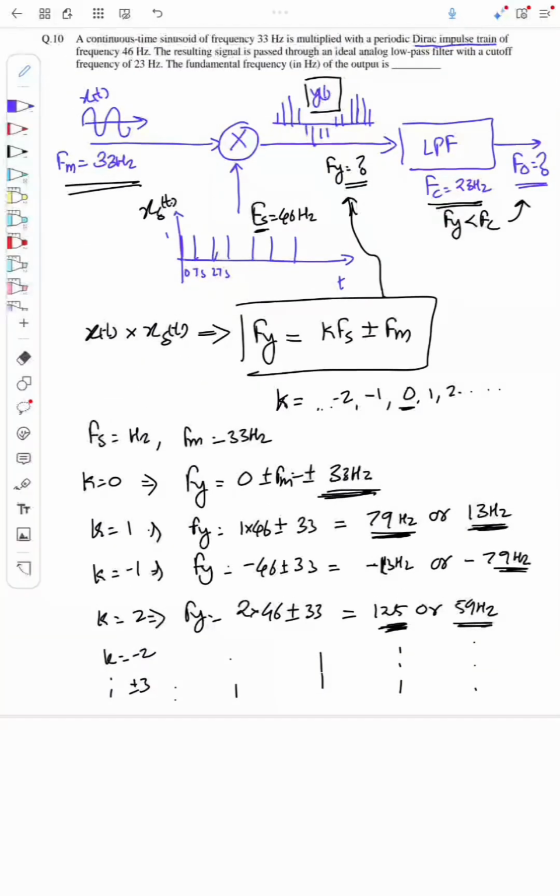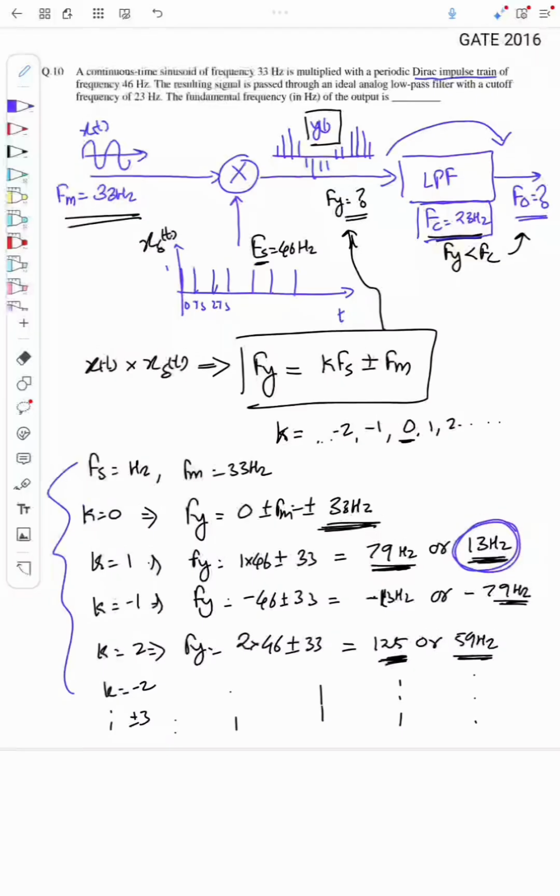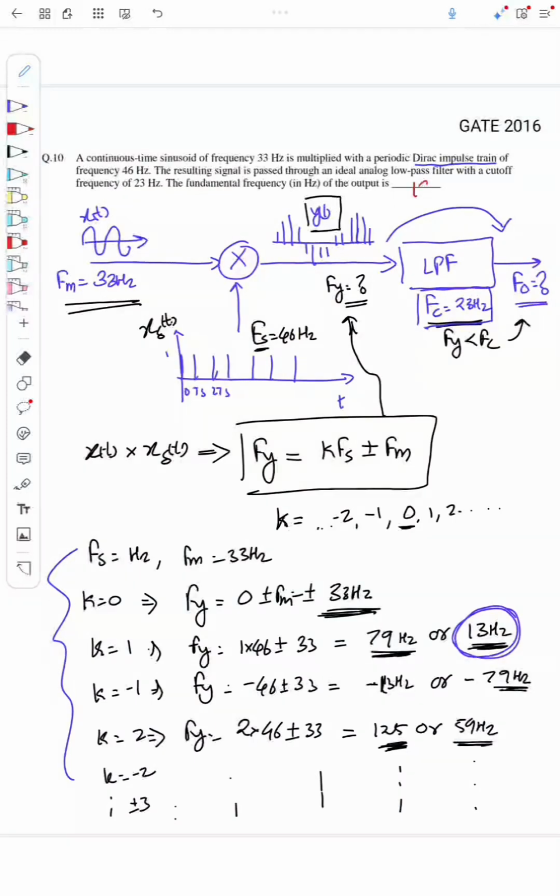Now in these components, we need to find which value crosses this low pass filter. So which value crosses? Whatever components are below 23 Hz. If you see carefully, the only component which is less than 23 Hz is 13 Hz, right? So the answer is 13 Hz.